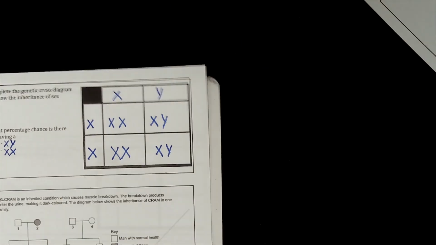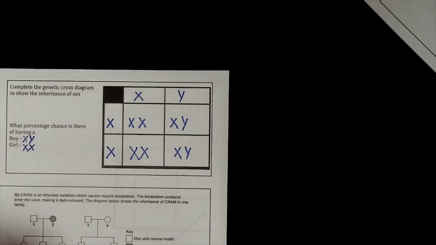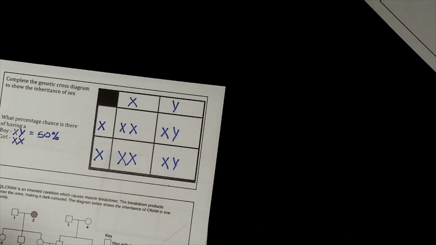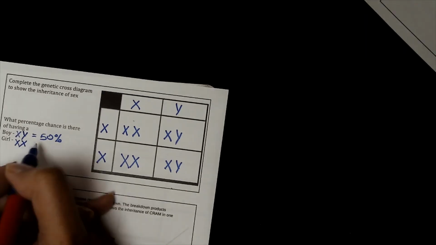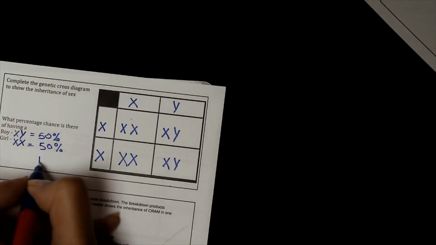Now what we then do is each box represents 25%. We then change that into a percentage. So what's the chance of the baby being an XY, which is a boy? If we look, one box there 25% and another box 25%, it would be a total of 50%. Likewise, with the chances of the baby being born as a girl, there's one box which has got XX, which is 25%, and another one which is 25%, totaling another 50%. Now, both of those together should add up to 100%.